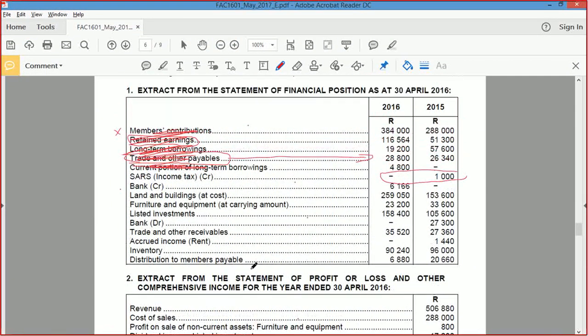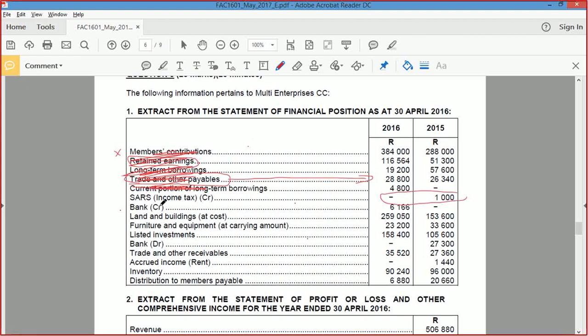Next. Go back. Bank. Do I need it? No, because I'm looking at a cash flow. Bank is the cash flow. You would have done this if they asked for the entire cash flow. Land and buildings, we spoke about it. Do we need it? No. Which section? It's an asset. Investing. Furniture, equipment, investing. Listed investments, investing. Bank, debit. Again, those go together if you were asked to draw up the whole cash flow. We had nice examples in your study guide where you saw it balanced.